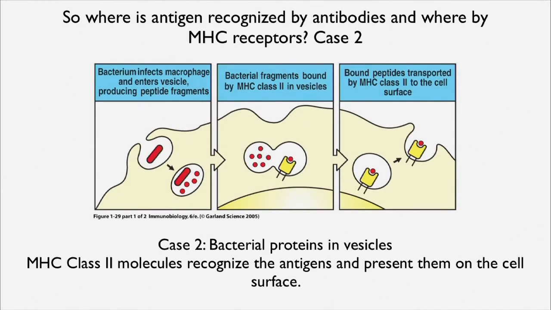Let's take a second case. So this is the bacterial case. The bacterium infects a macrophage, it enters a vesicle, and it's producing peptide fragments. The bacterial fragments are bound by MHC class II molecules in vesicles, and they are then transported to the surface and presented, and the same thing happens. So MHC class I binds with viruses, MHC class II binds with chunks of bacterium.